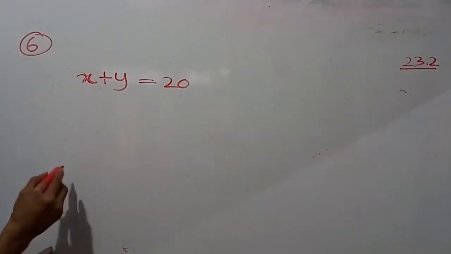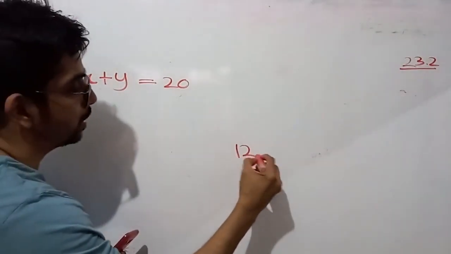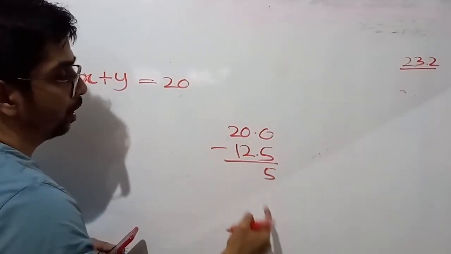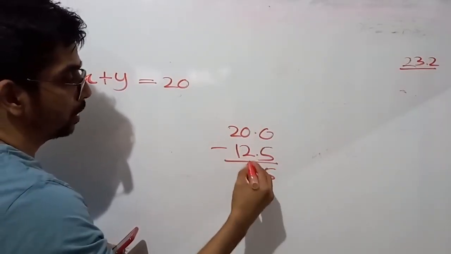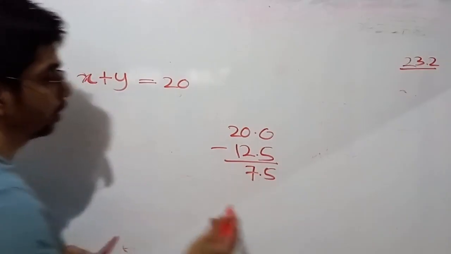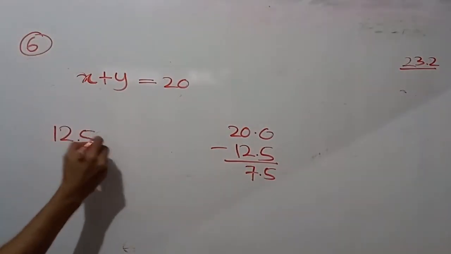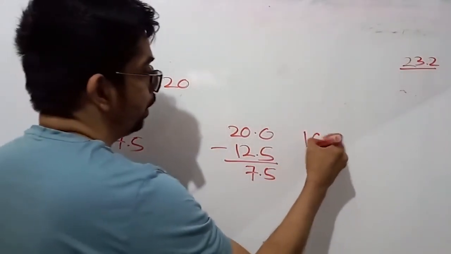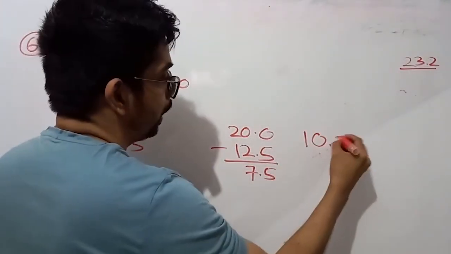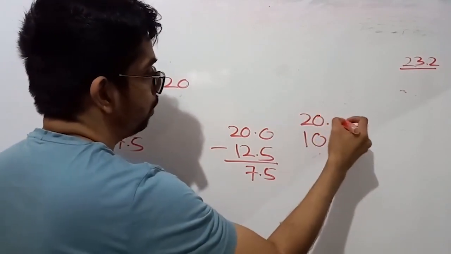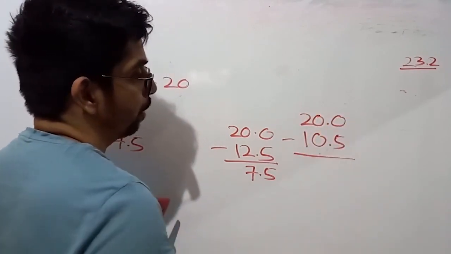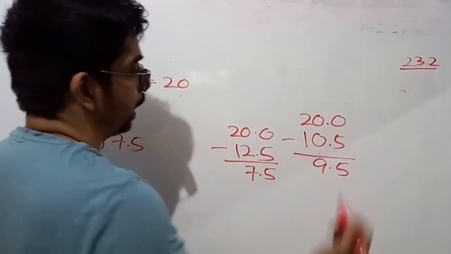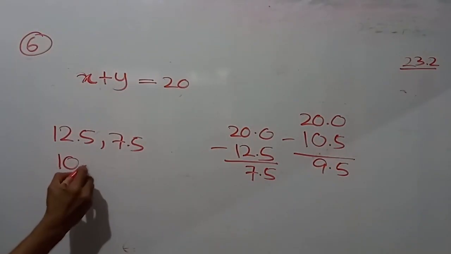Okay, let's take one as 12.5. Then what will be the other? So 5, then 9 minus 2, that will be 7. So we can take 12.5 and 7.5. Right. Then we will take 10.5. Then 20 minus 10.5, so 0 minus 5, that's a 5. So here it will be a 9.